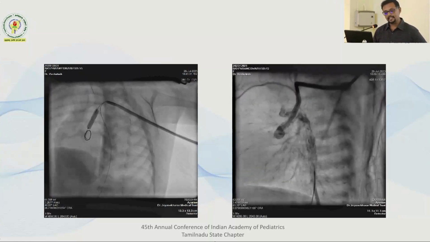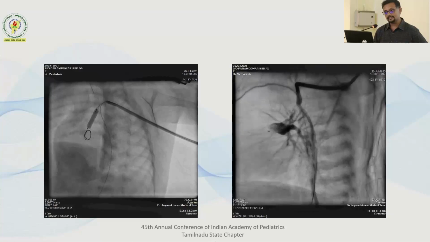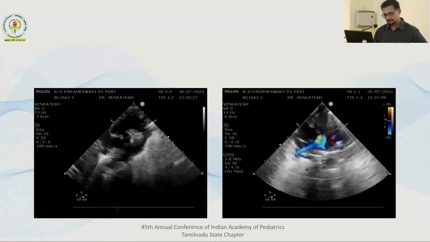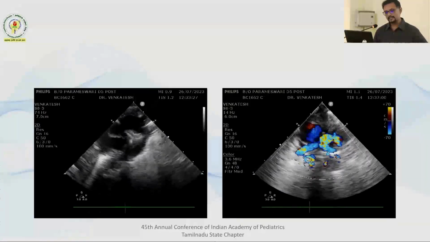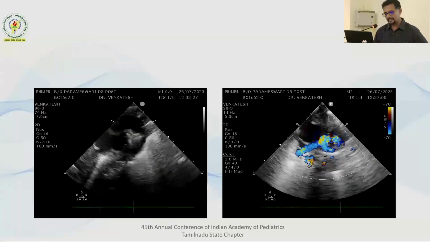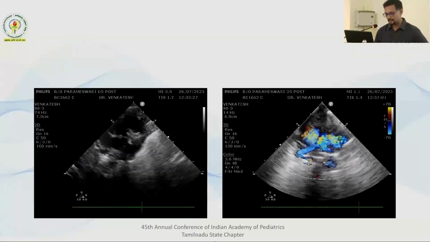This is a palliation for a few months, so that at 6 to 9 months of age the child goes for a corrective surgery. This is the post ductal stenting picture showing a stent in the pulmonary artery with good flows into the right pulmonary and left pulmonary artery. So thank you for patiently listening.